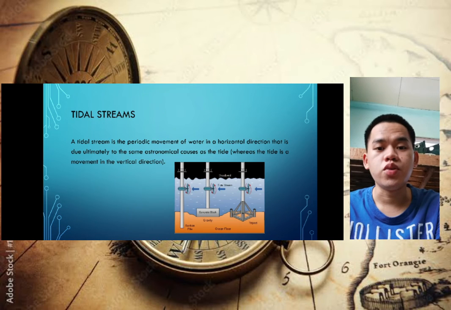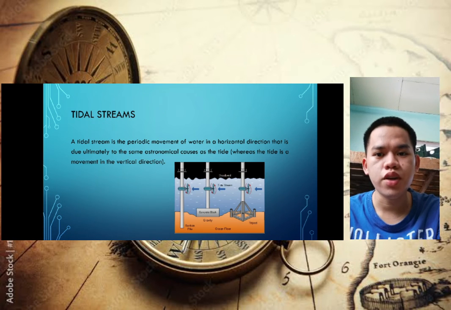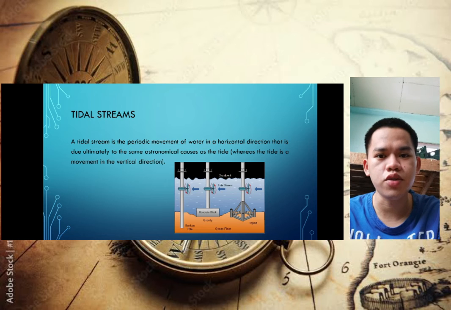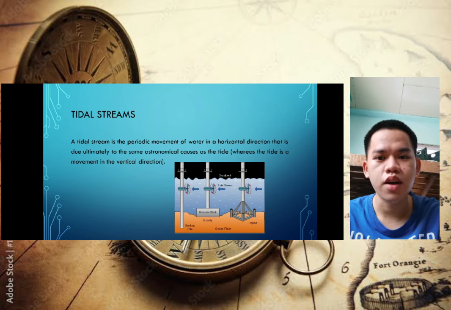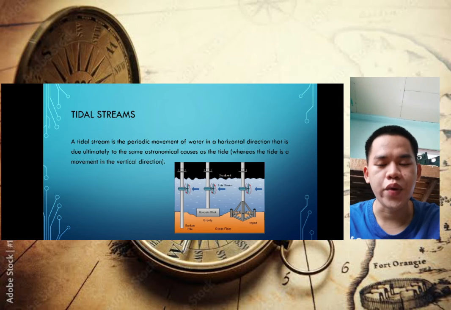The next one is tidal stream. A tidal stream is the periodic movement of water in a horizontal direction that is due ultimately to the same astronomical causes as the tide, whereas the tide is a movement in the vertical direction.